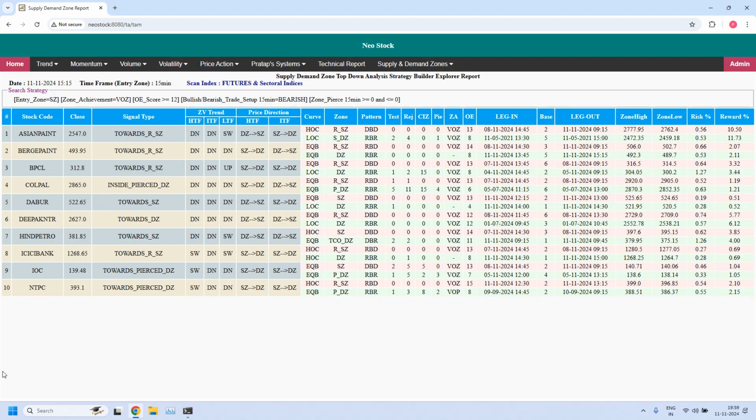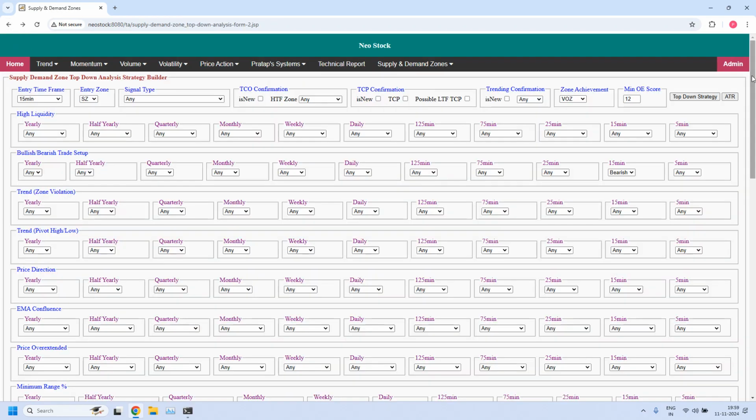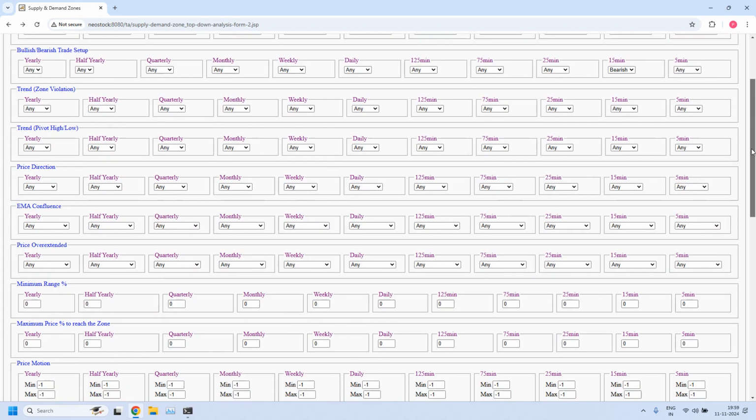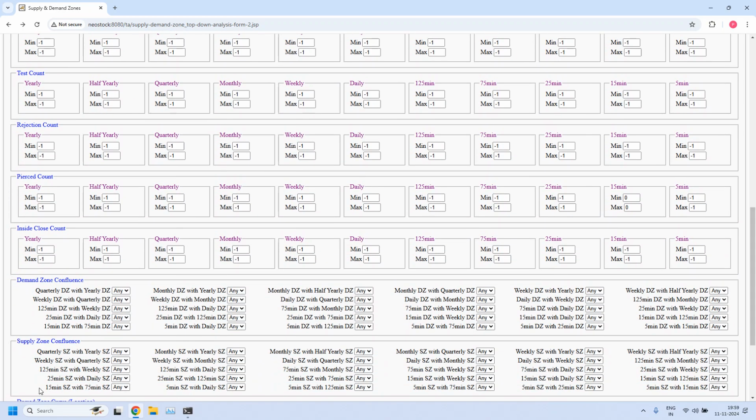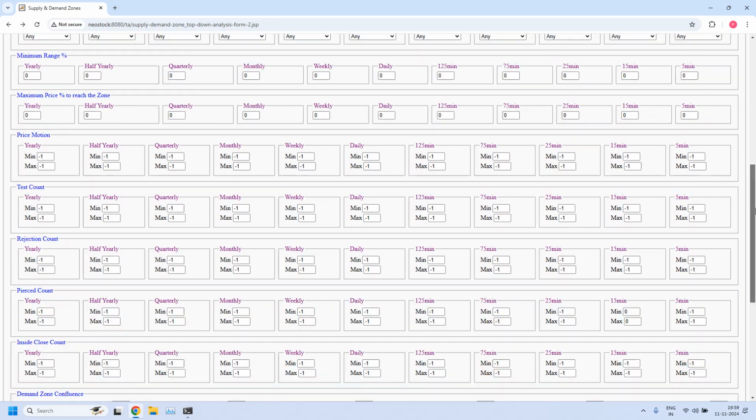Entry zone is 15 minute supply zone. In all these 10 15-minute supply zones, a few high probability setup supply zones might be available. We need to find them. So first verification is based on LTF and ITF supply zone confluence, that is 15 minutes and 75 minute supply zone confluence. So I am enabling the filter: 15 minute supply zone with 75 minute supply zone confluence.